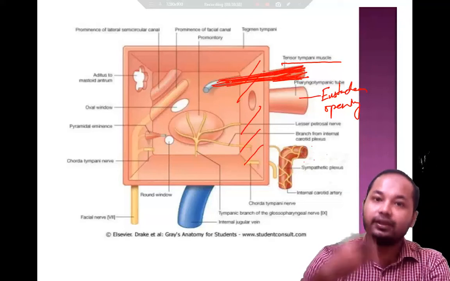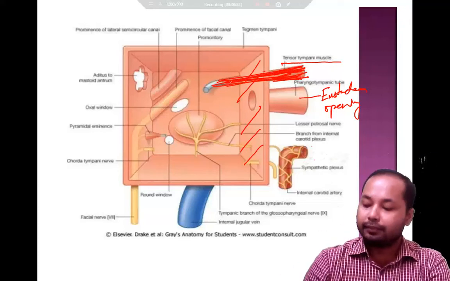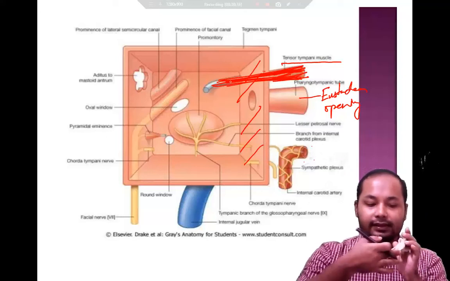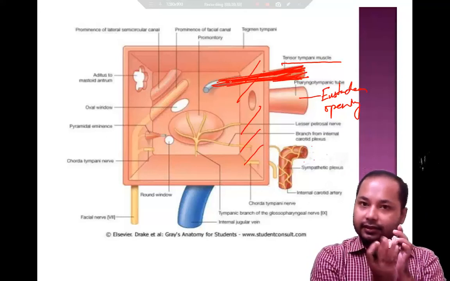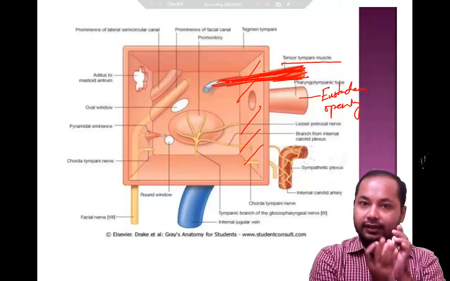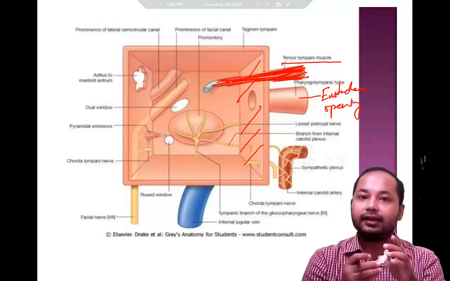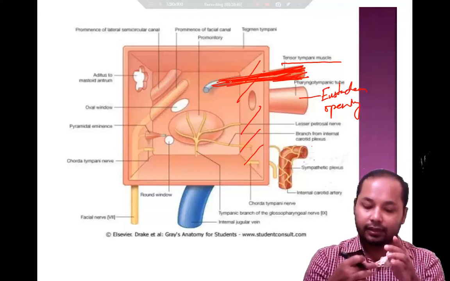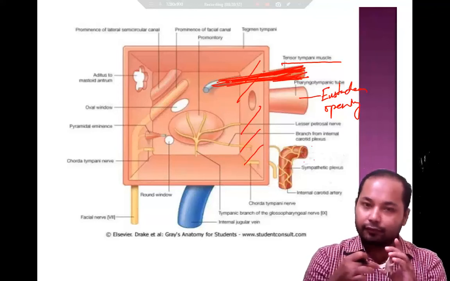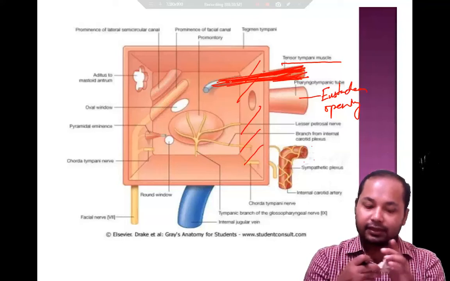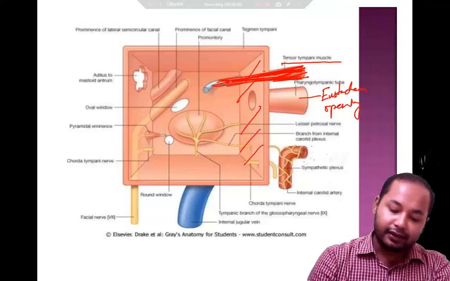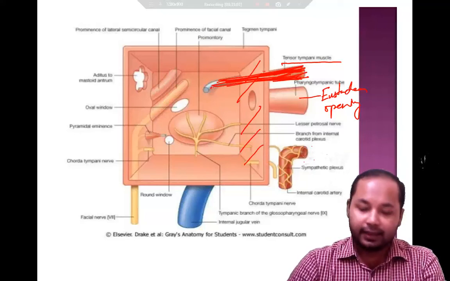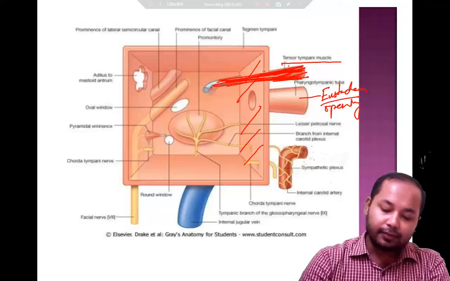The sphenoid bone is just anterior to the temporal bone. This is the temporal bone of the left side, and just anterior to it you will find the sphenoid bone. If you look at the base of the skull, you will understand. From the sphenoid bone, through some few holes, one of them carries the tensor tympani muscle, which enters the middle ear to be attached to the handle of the malleus. So two things: the eustachian tube and the tensor tympani muscle.